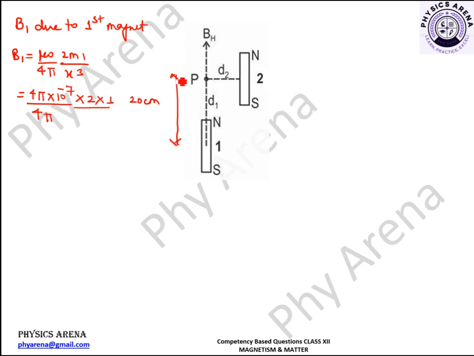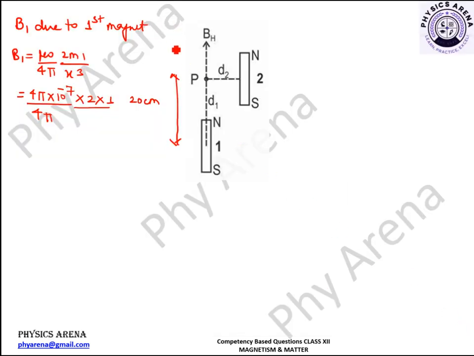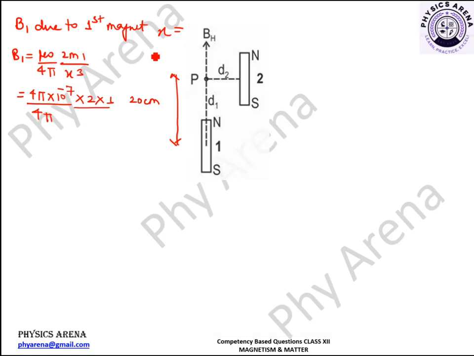divided by x cube. And x is the distance of the point P, which is given to us as 20 centimeter. So x is 20 centimeter, that is equal to 0.2 meter. So we'll be using 0.2 cube. 4 pi gets cancelled out with this 4 pi.